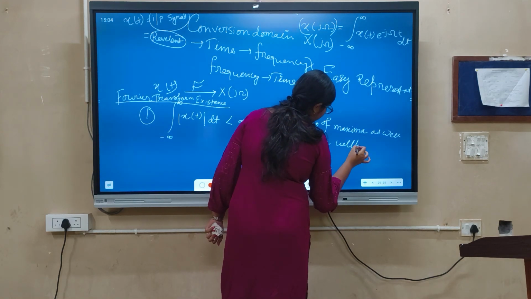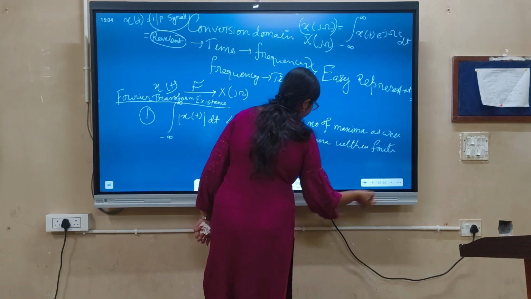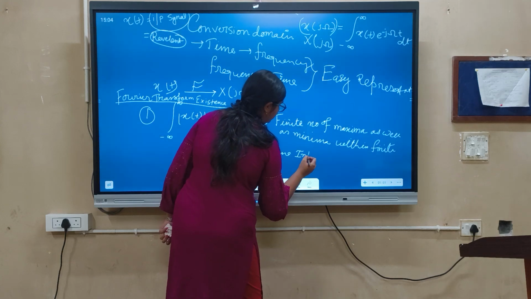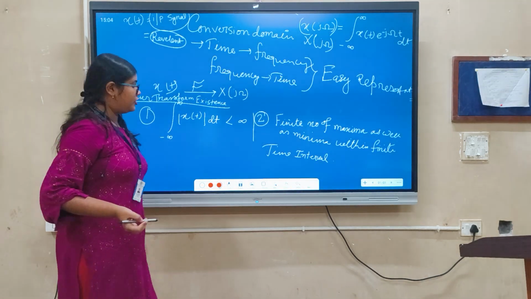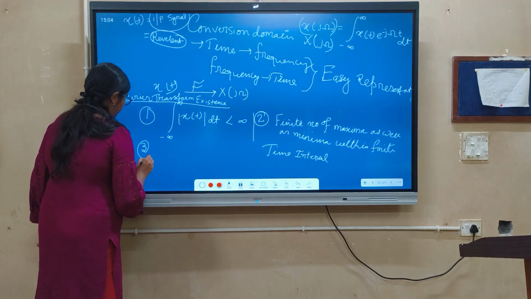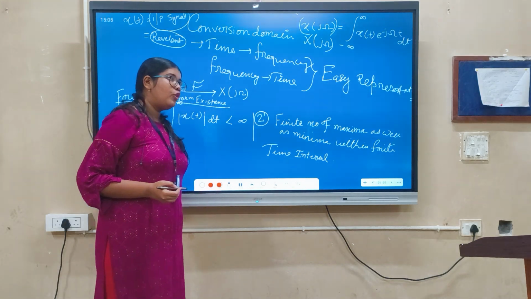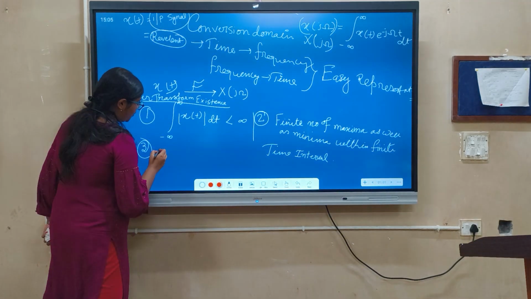The second property is that the signal has a finite number of maxima and minima within a finite time interval. And the third one is, it also has a finite number of discontinuities as a limit.